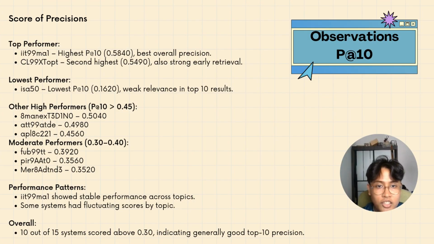And this is the observation summary for P at 10 that shows our top performer system, lowest performance, and moderate performance. It can be concluded that for the precision scores, 10 out of 15 systems score above 0.3, indicating generally good top 10 precision.